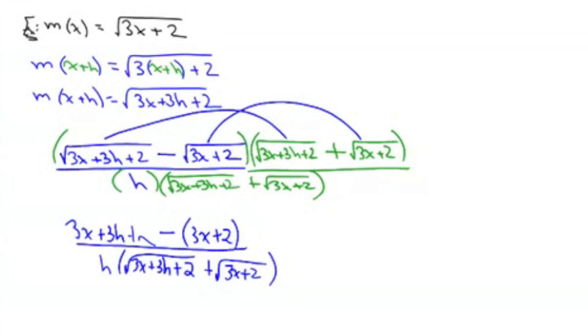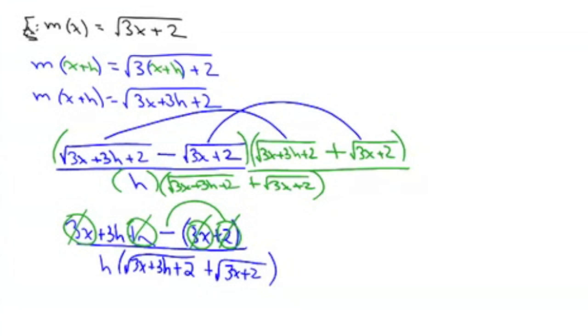Okay, nice things again happen in the top. Things are going to cancel. Here you have a positive 3x. Here you're going to eventually have a negative 3x. So those two pieces are going to cancel. Here you have a positive 2. Here you're eventually going to have a negative 2 after you distribute that negative. Those are going to cancel. What's left? You have a 3 and an h in the top and an h in the bottom.